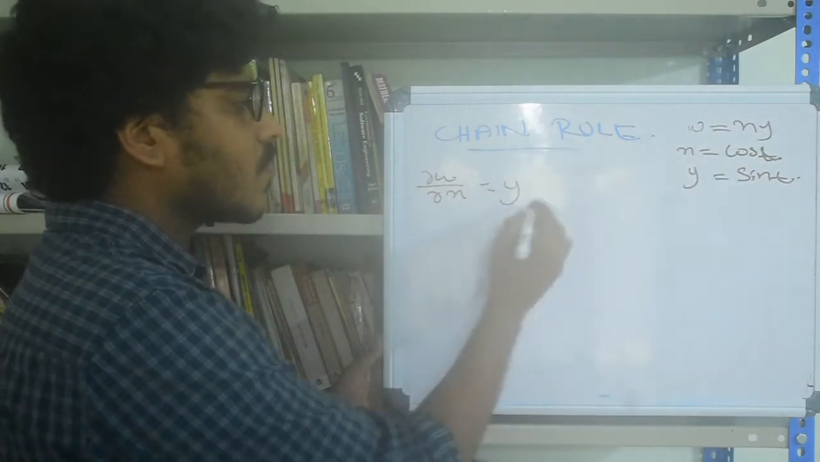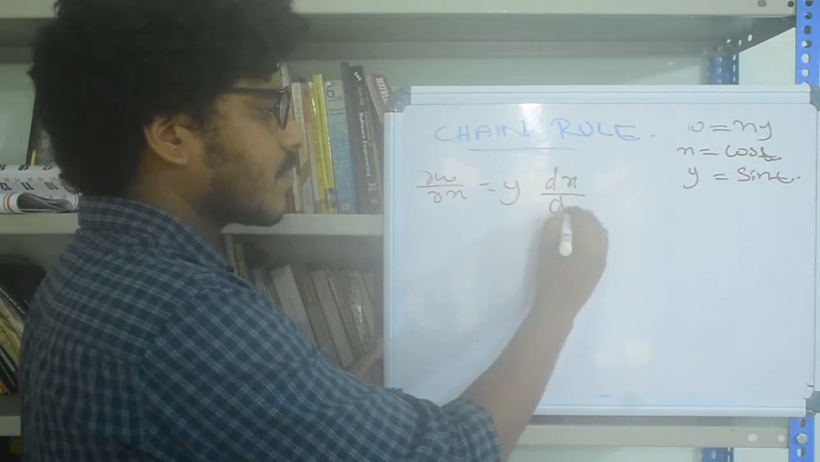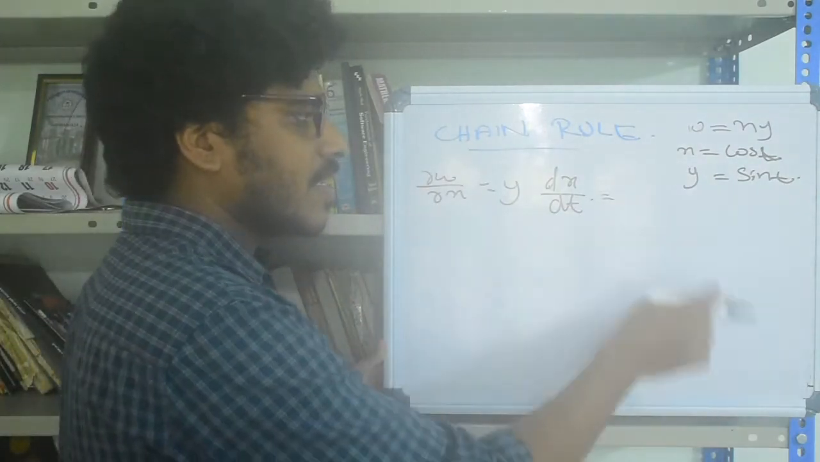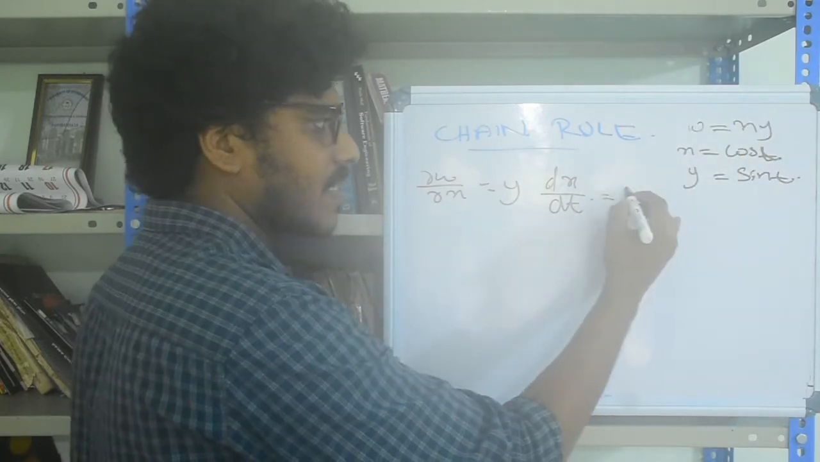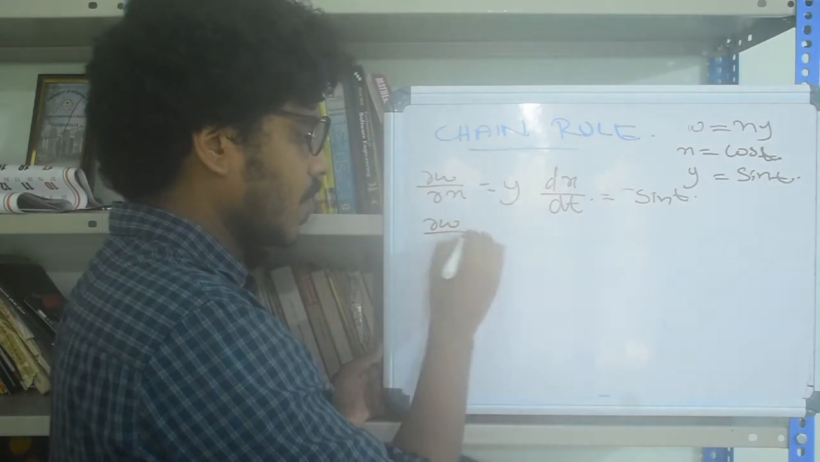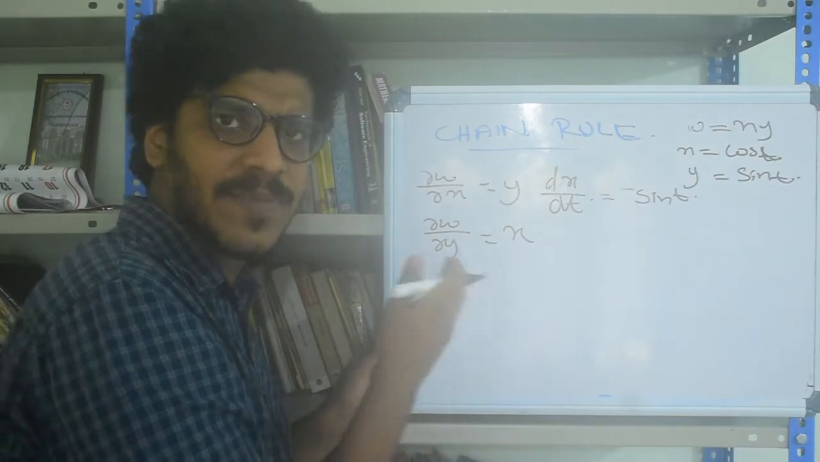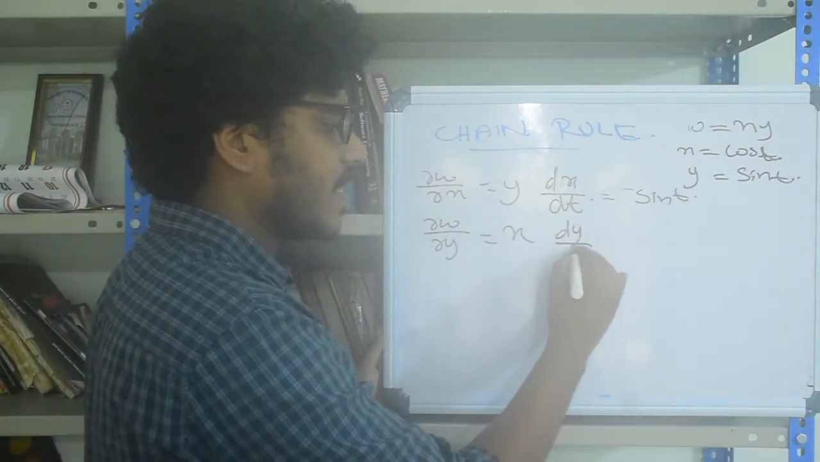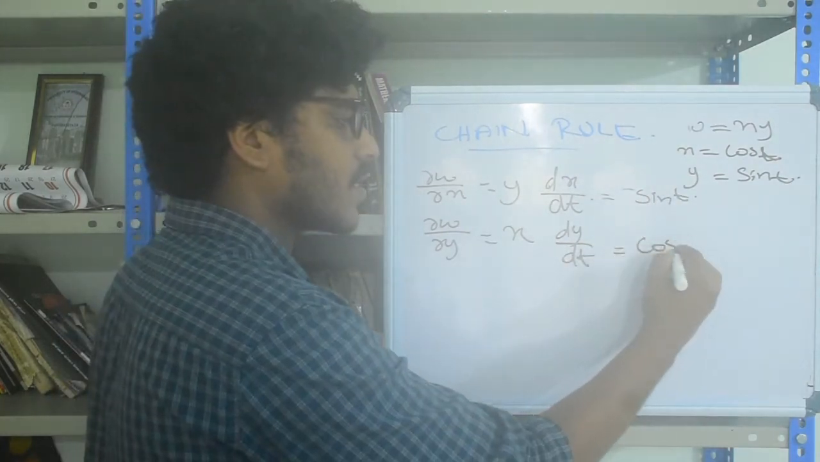Right. So what is dx/dt? dx/dt is the derivative of x equal to cos t with respect to t, which is nothing but minus sin t. Right. So what is ∂w/∂y? Which is nothing but x, since when we differentiate with respect to y, we may treat x as a constant. And what is dy/dt? Derivative of sin t with respect to t is cos t.